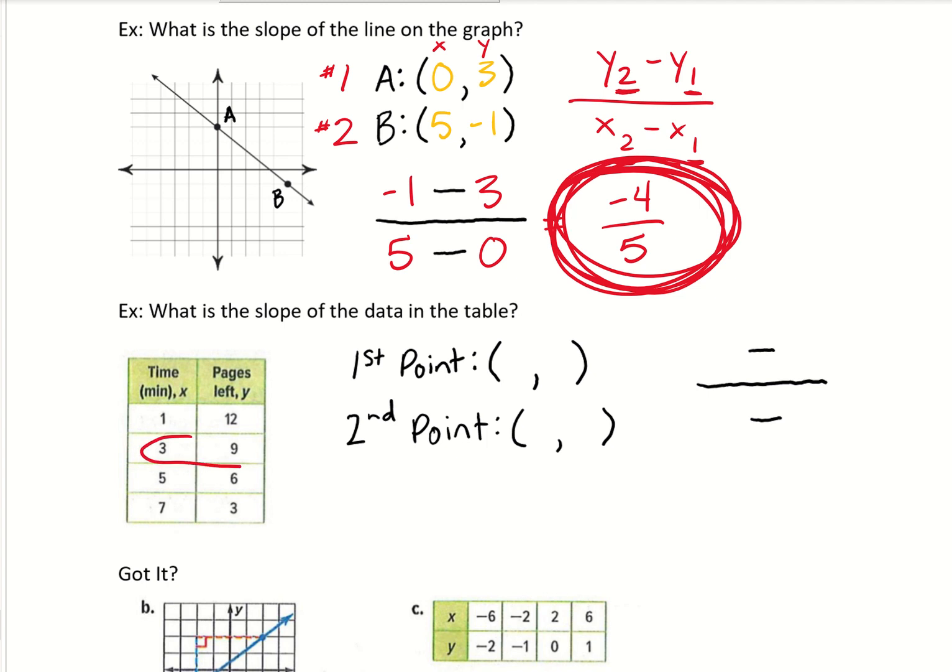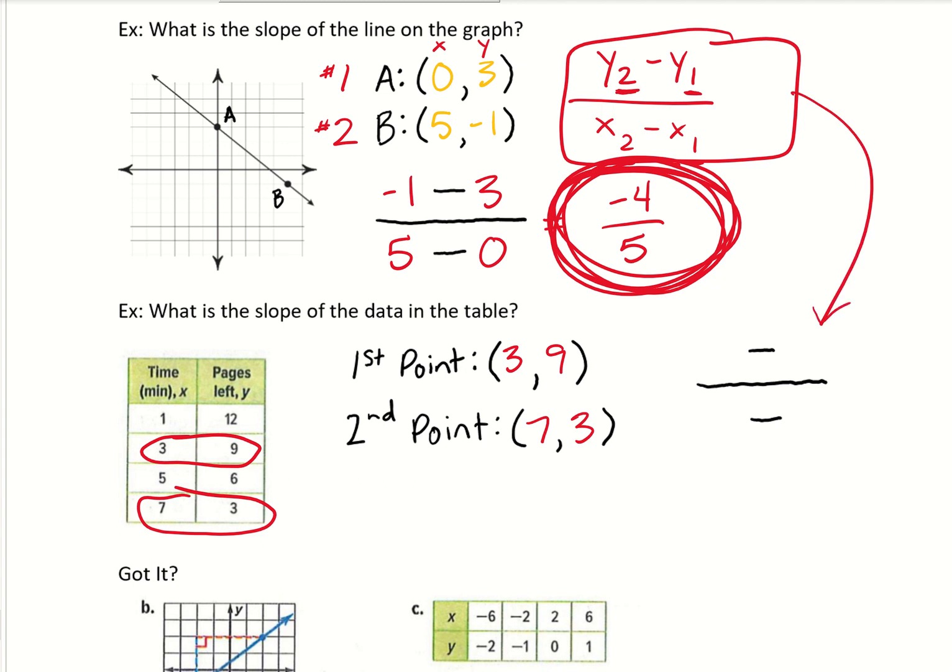Okay, so I'm going to pick 3, 9 and 7, 3. My first point is going to be 3, 9. It could be 7, 3 if I wanted; it doesn't matter, like I said. Second point is going to be 7, 3. And then I'm going to plug in using the formula. First I've got y2 in the top left, the y value for my second point, that is 3. Then I'm going to have y1, that's going to be 9. My x value for point 2 is 7, and my x value for point 1 is 3.